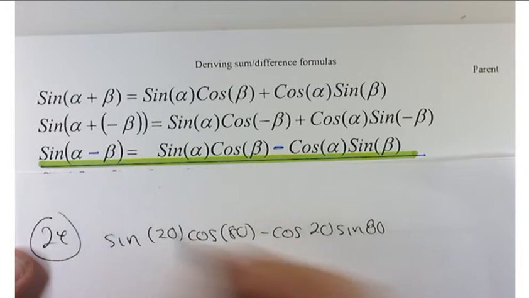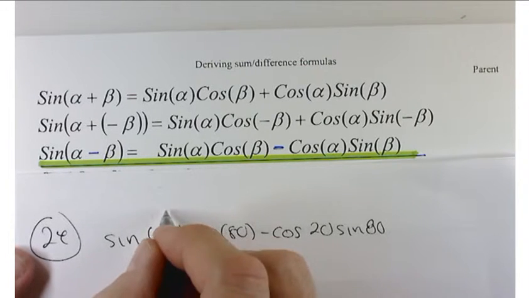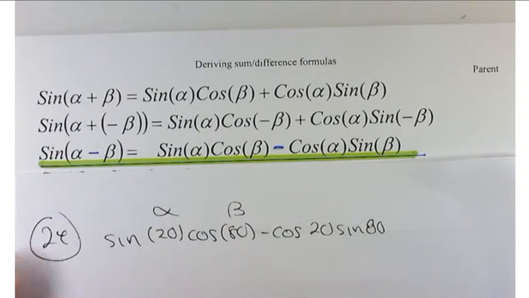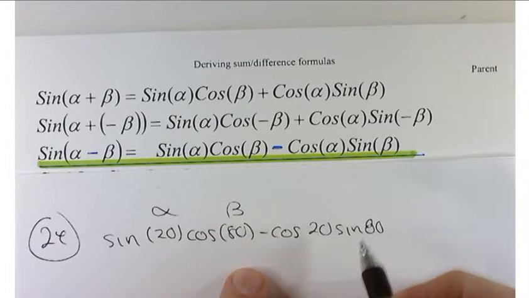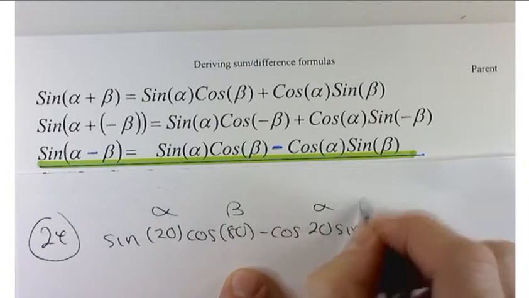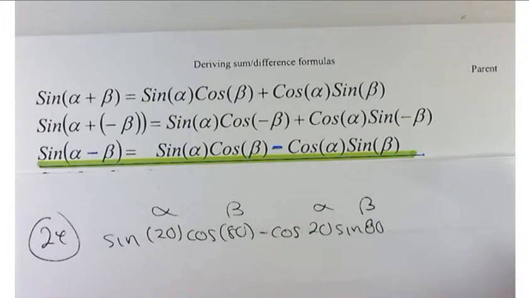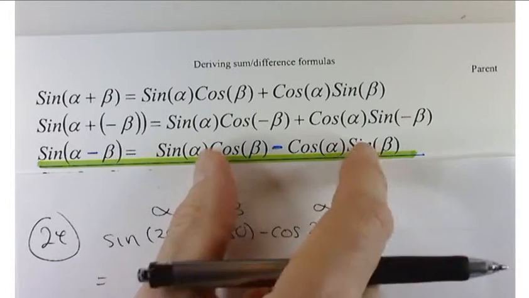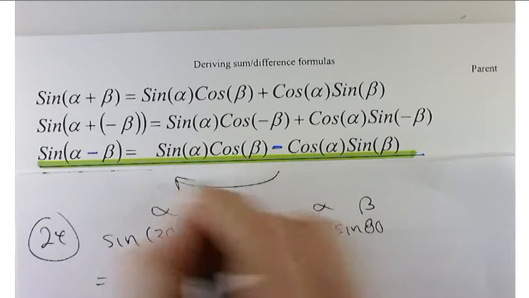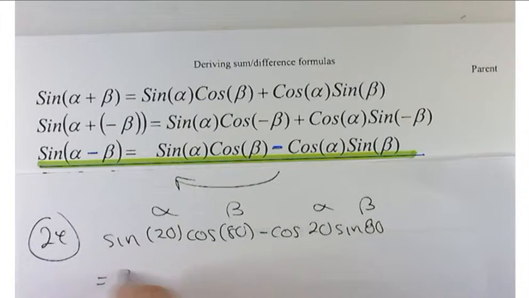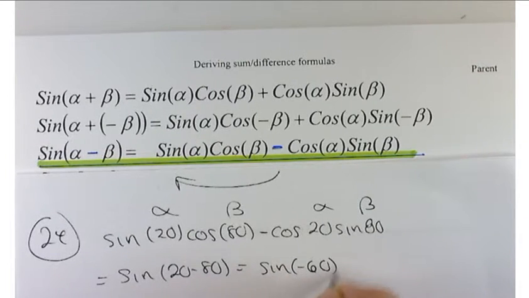So what's our alpha in this case? Yeah, thank you. Alpha minus beta is going to be 20 minus 80. So this is your alpha, that's your beta. So, okay, that looks pretty good. So equivalently then, kind of running the formula in this direction, this is going to work out to sine of 20 minus 80, which is sine of -60.